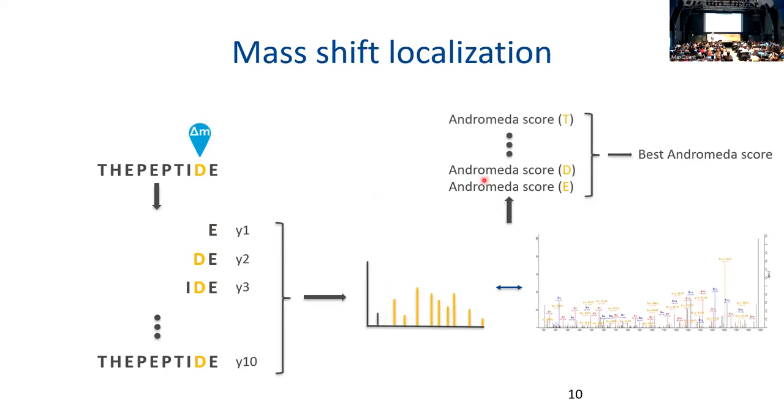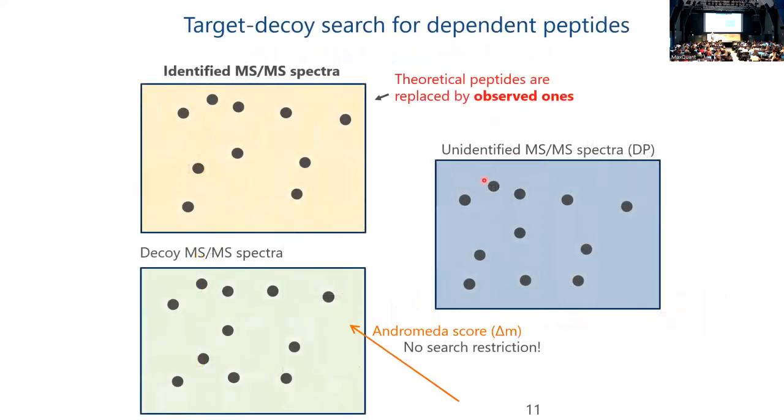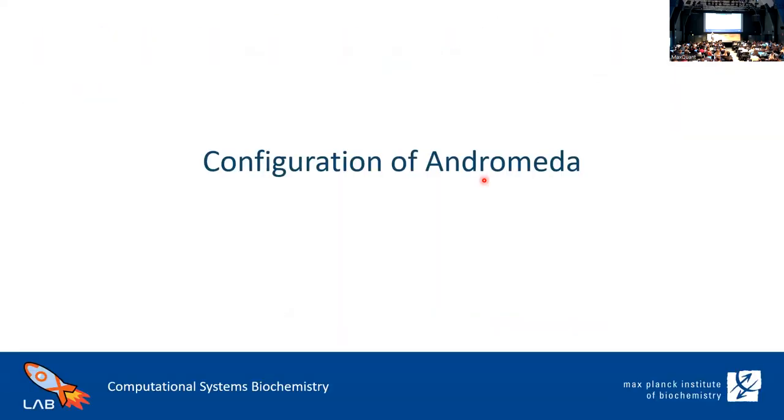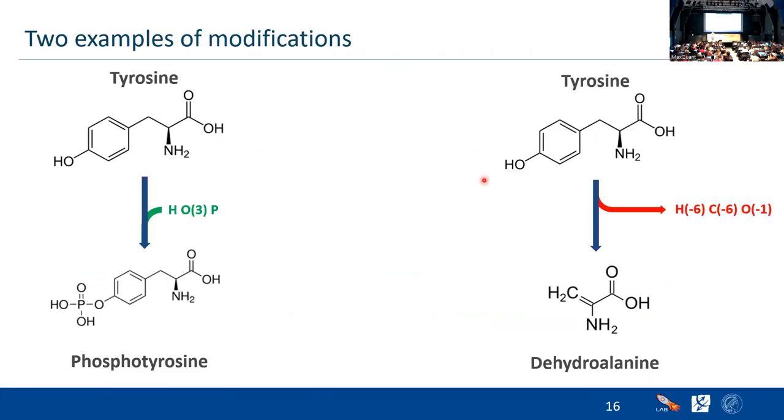Now I'll briefly show you how you configure your own modifications during a conventional MaxQuant search. I'll start by presenting two different modifications. First is phosphorylation of tyrosine, which results in a heavier molecule and thus a plus delta mass. And second is a transformation of tyrosine into dehydroalanine, which results in a lighter molecule and a minus delta mass.